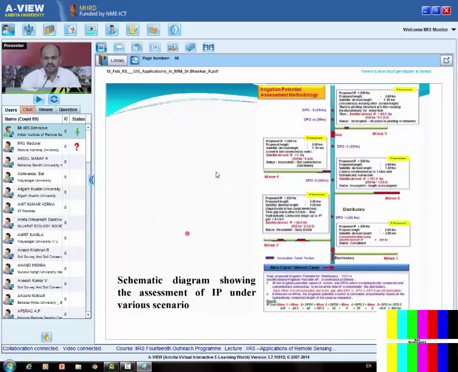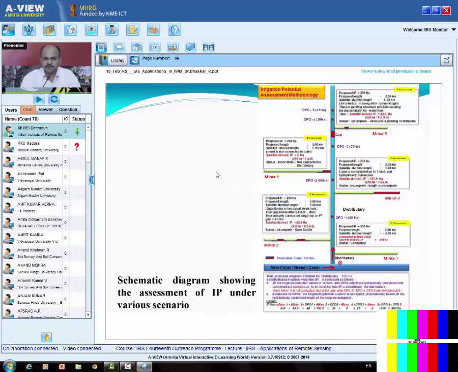So what I was saying, that using Cartosat data, what we have done, we have digitized the entire canal network. Now it's not the physical length which is important, but the hydrologically connected length is important to knowing how much is the irrigation potential created.